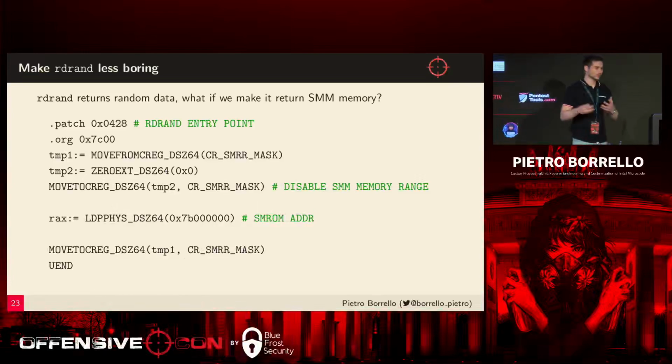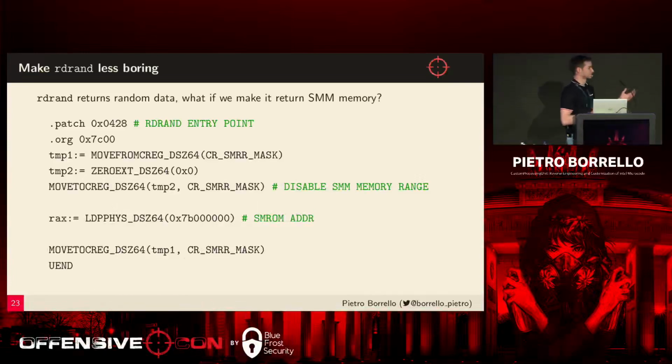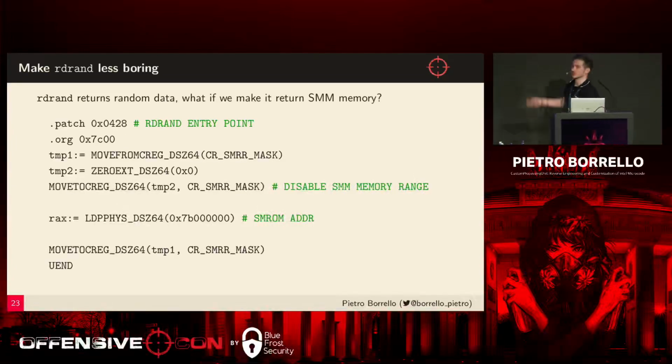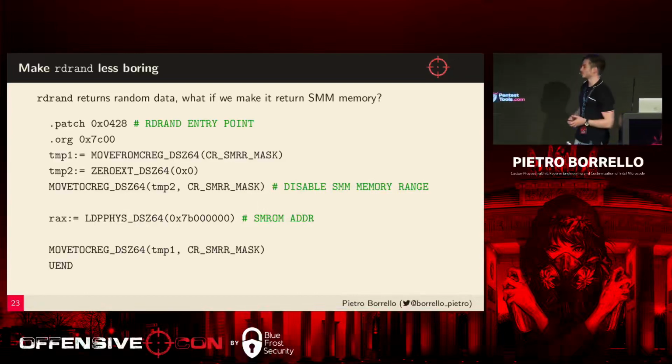So you have two options. You either take one of the 200 bugs that Binarly finds every year to dump system management mode memory, or you can just change the microcode to dump system management mode memory.